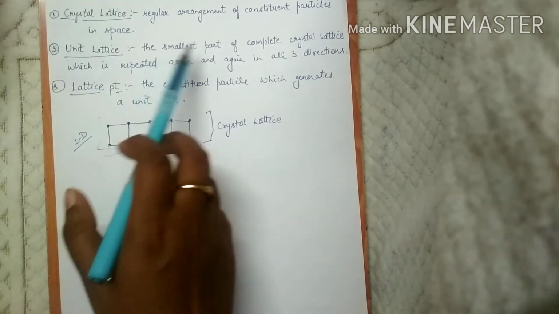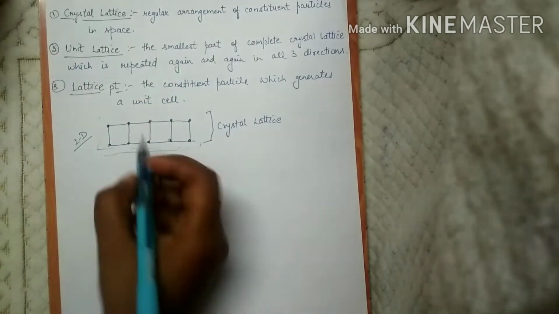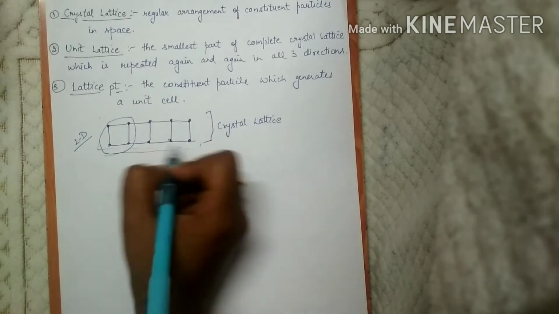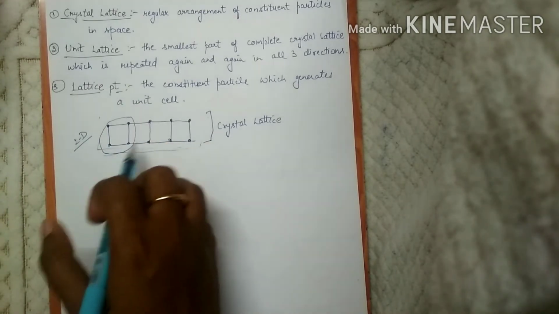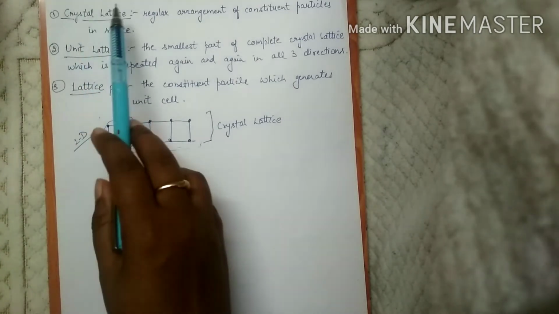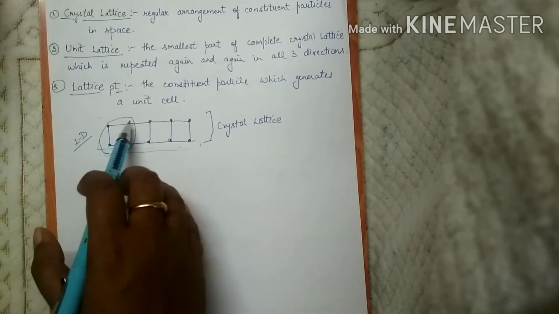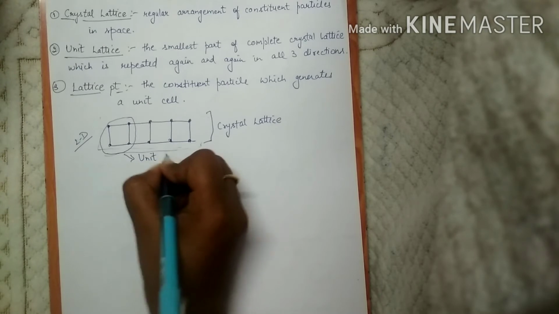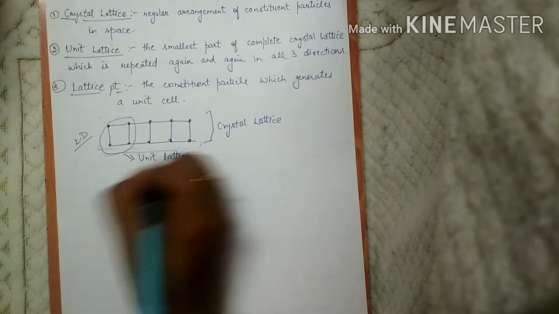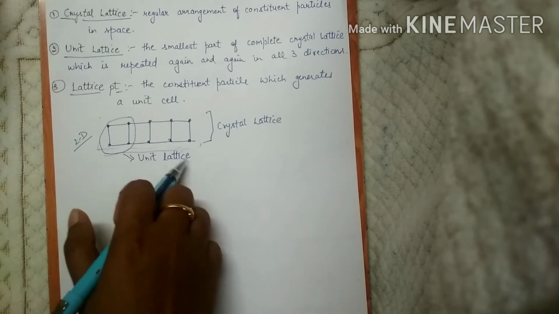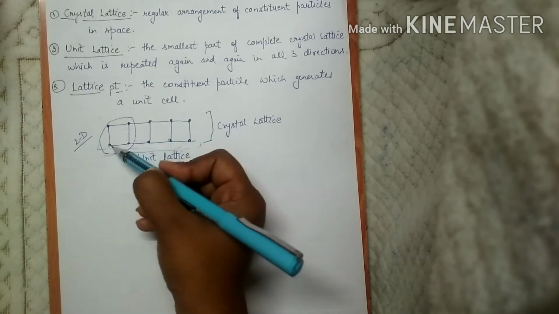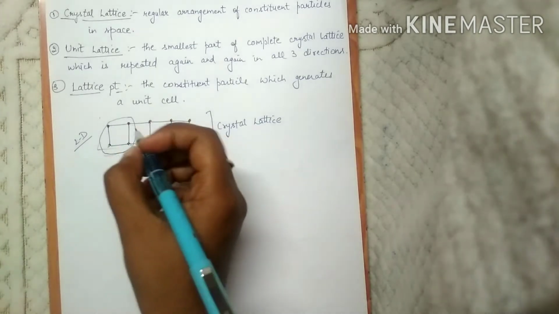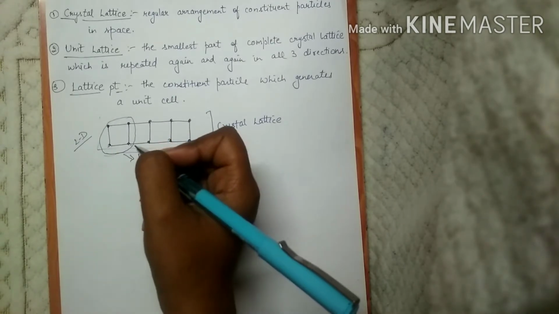Next is your unit lattice. Unit lattice is the smallest part which is repeated again and again. So if you observe, this is the smallest part which is getting repeated again and again. Basically the square is getting repeated again and again and forming crystal lattice. This unit lattice is formed by 4 atoms which are present at these sites. So these sites are your lattice points where your atom or molecule or ion will be present.